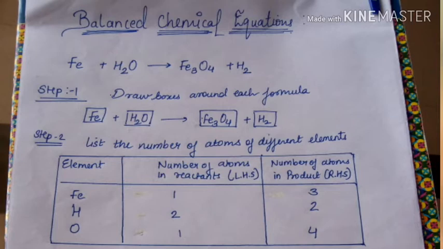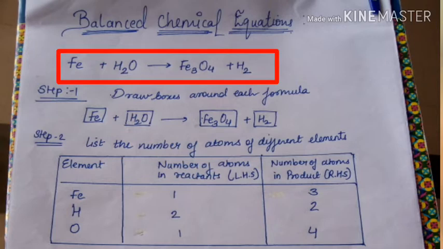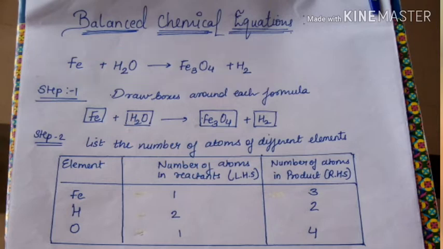Here we are taking an example for iron. The equation is Fe plus H2O gives Fe3O4 plus H2. So step 1 is we have to draw boxes around each formula. The formulas are Fe, H2O, Fe3O4 and H2. Now list down the number of atoms of the different elements. Elements are Fe, H, O. Fe is iron, H hydrogen, O oxygen.